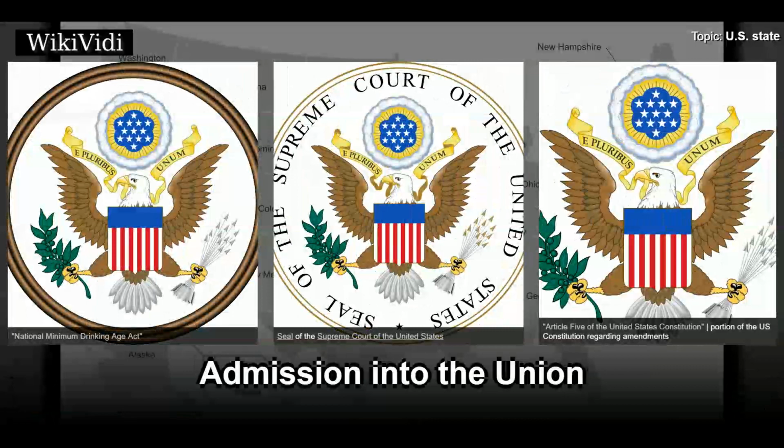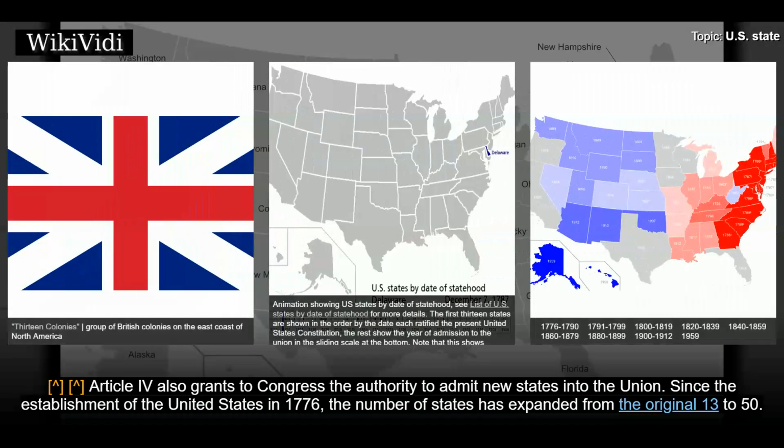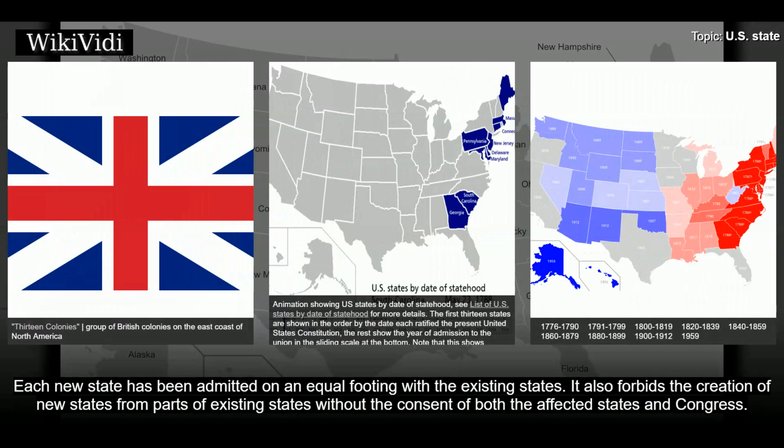Admission into the Union. Article 4 also grants to Congress the authority to admit new states into the Union. Since the establishment of the United States in 1776, the number of states has expanded from the original 13 to 50. Each new state has been admitted on an equal footing with the existing states.